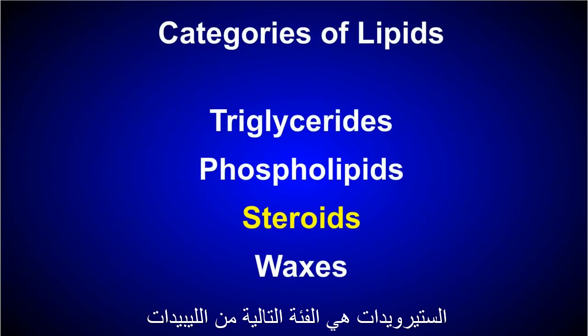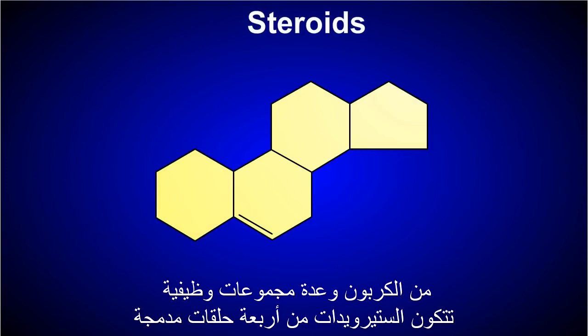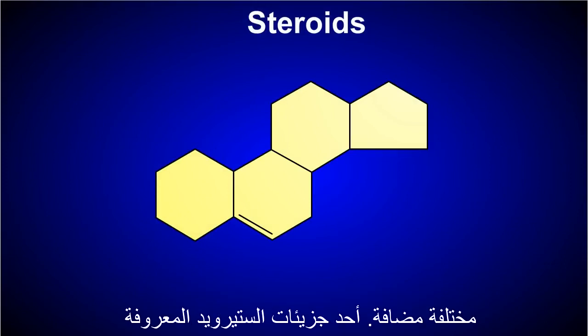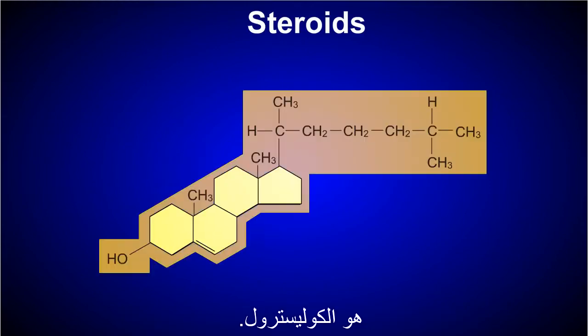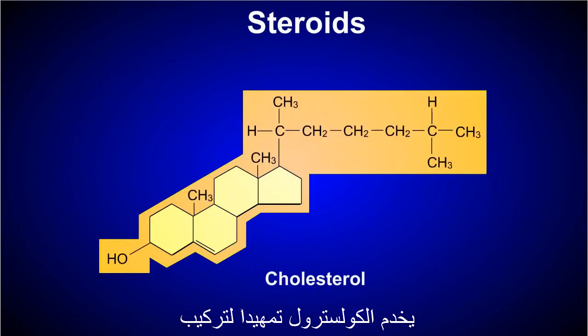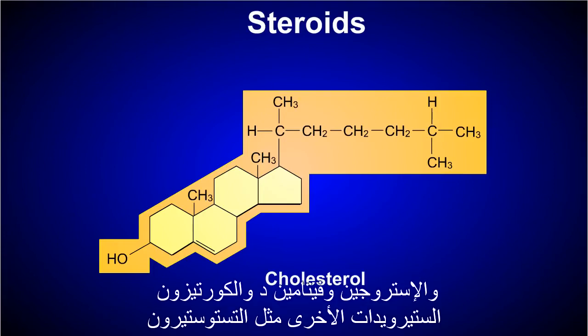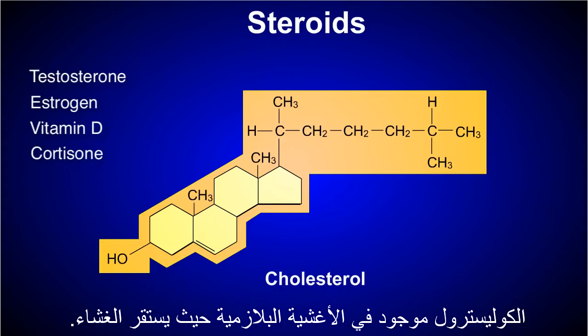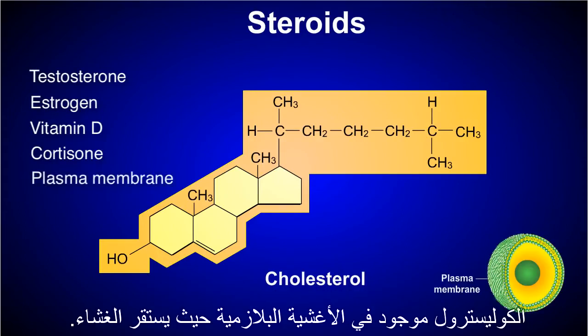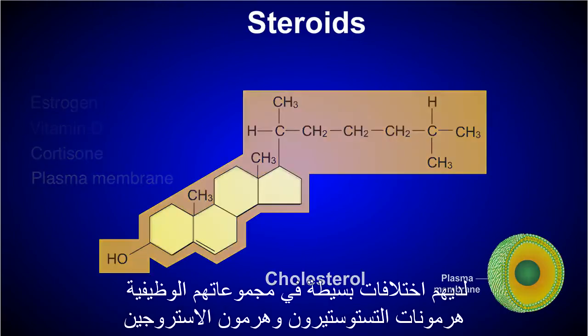Steroids are the next category of lipids. Steroids are composed of four fused rings of carbon to which different functional groups are attached. One well-known steroid molecule is cholesterol. Cholesterol serves as a precursor for the synthesis of other steroids such as testosterone, estrogen, vitamin D, and cortisone. Cholesterol is present in plasma membranes where it stabilizes the membrane.